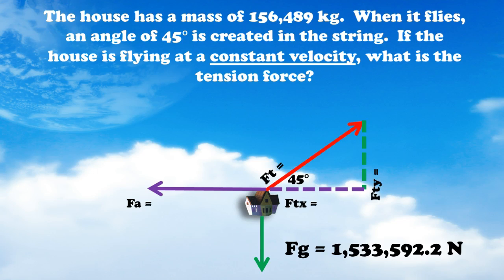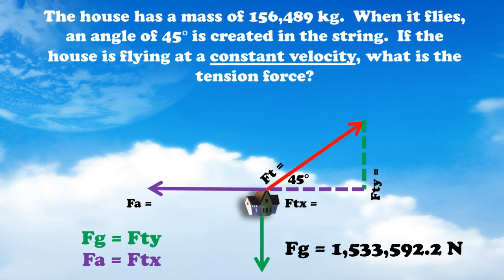I know that this is a balanced force because it's a constant velocity. It's not accelerating up, it's not accelerating down, it's not accelerating left, it's not accelerating right. So we can assume that the forces to the left are equal to the forces to the right. The forces going up are equal to the forces going down. Write out your force equations.